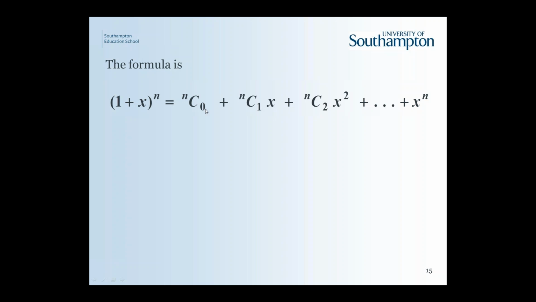N choose 0, N choose 1, and N choose 2 and so on. This is the formula for it. So actually, let's take it a step backwards. What does n factorial mean? That's n times n minus 1 times n minus 2 going all the way down to 1. So if it was 4 factorial, it would be 4 times 3 times 2 times 1.